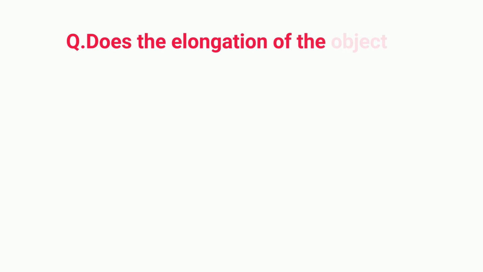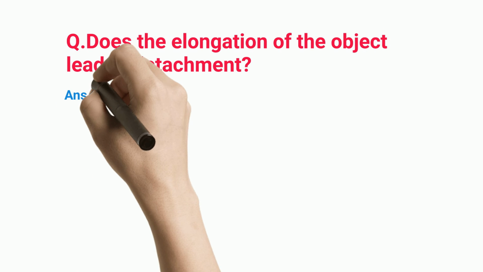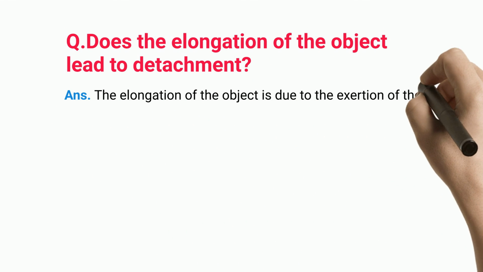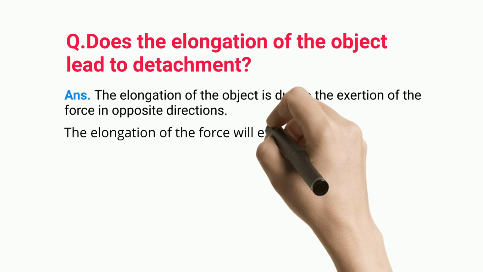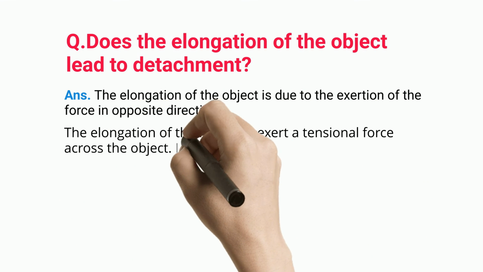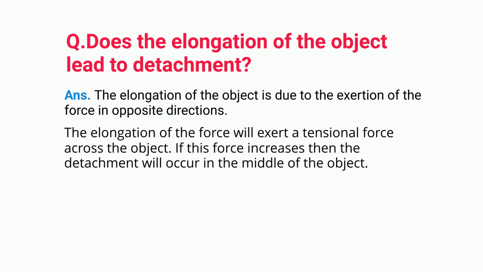Does the elongation of the object lead to detachment? The elongation of the object is due to the exertion of force in opposite directions. The elongation will exert a tensional force across the object. If this force increases, then the detachment will occur in the middle of the object.